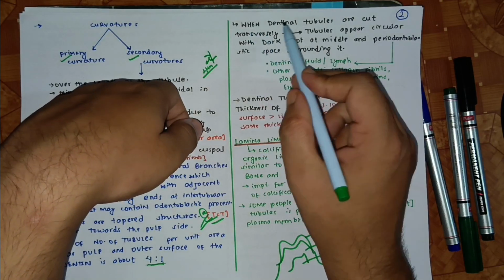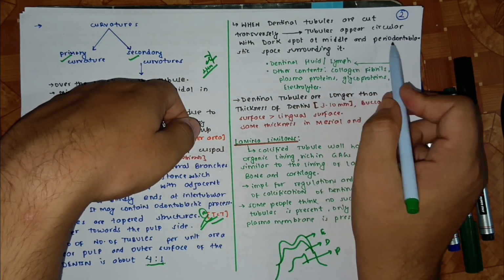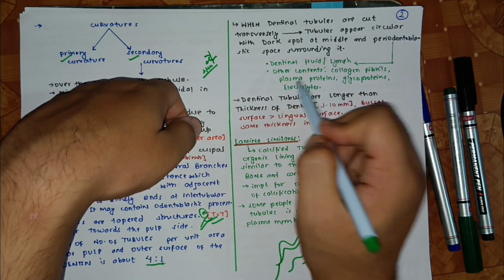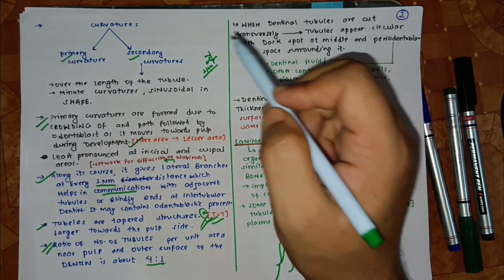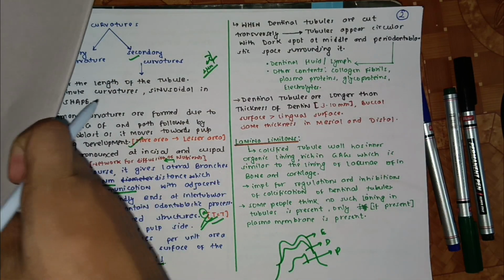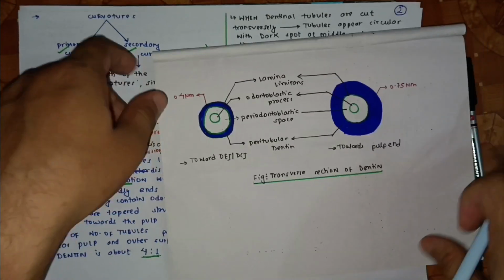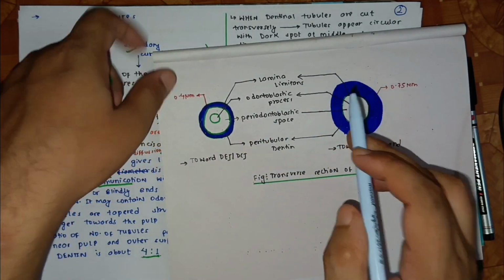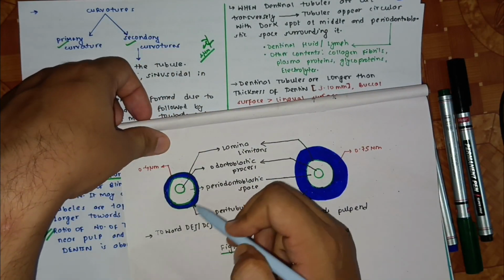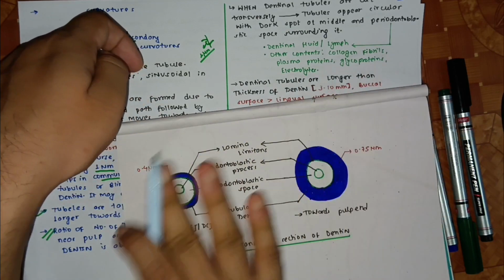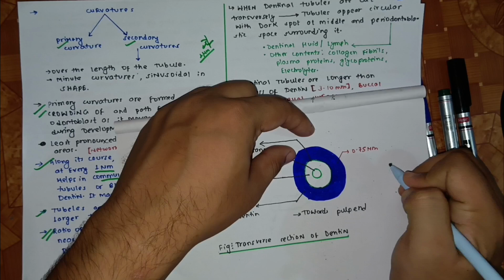After that, when the dentinal tubules are cut transversely, tubules appear circular with a dark spot at the middle and periodontoblastic space surrounding it. Dentinal fluid or the lymph and other constituents are present in that. I will explain this with a picture. Just think this is a transverse section. We are cutting the dentin in a transverse section, so it appears like this.